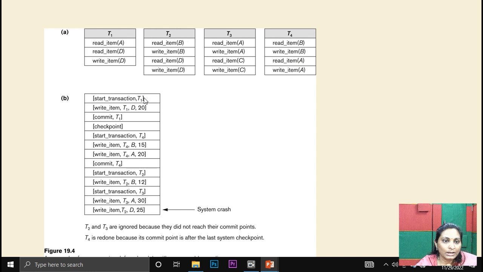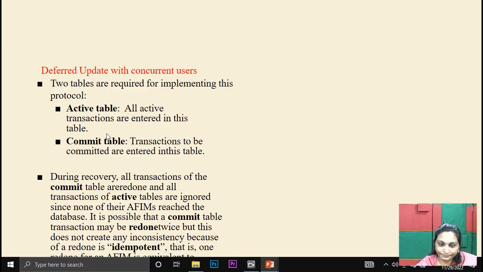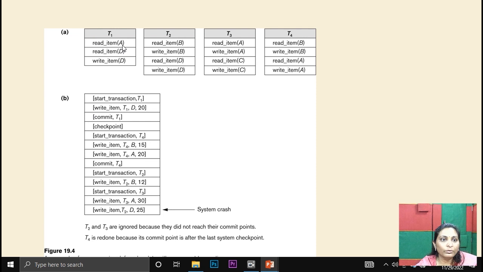Here is the transaction log. Transaction T1 is starting, then write atom T1. Here transaction T1 reads only the value of A and writes the value of D. The database now has the value of D as 20 and transaction T1 is completed. Commit means it is successfully completed, and now we have the value of D as 20. Here is the checkpoint.